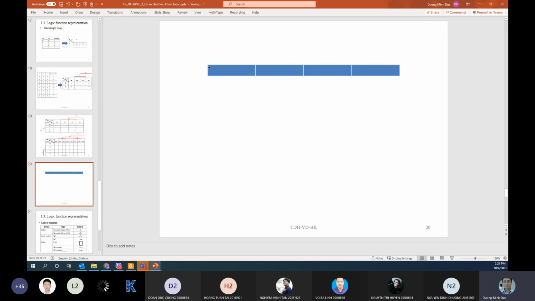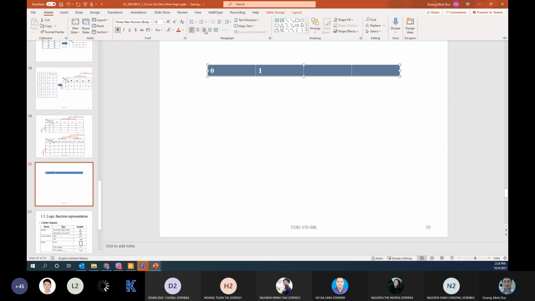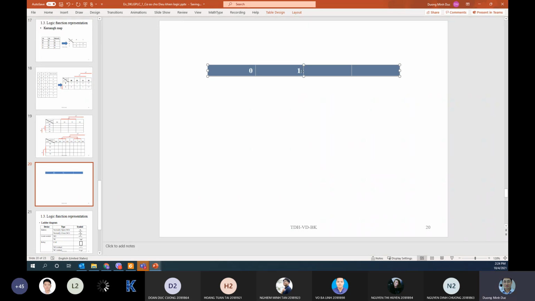Okay, for 2 columns it is easy, right? We just write 0 and 1. Okay. 0 and 1, right?